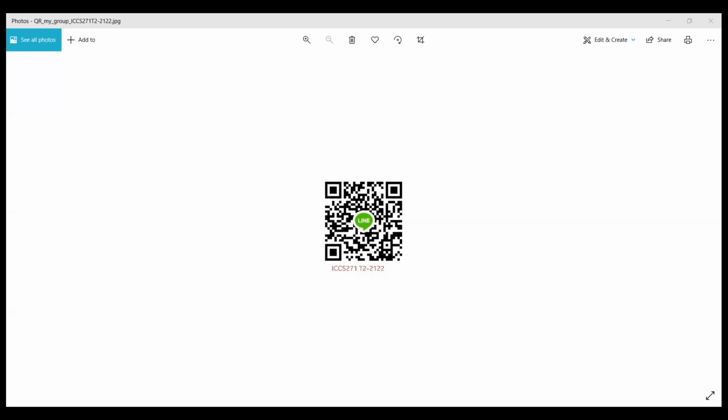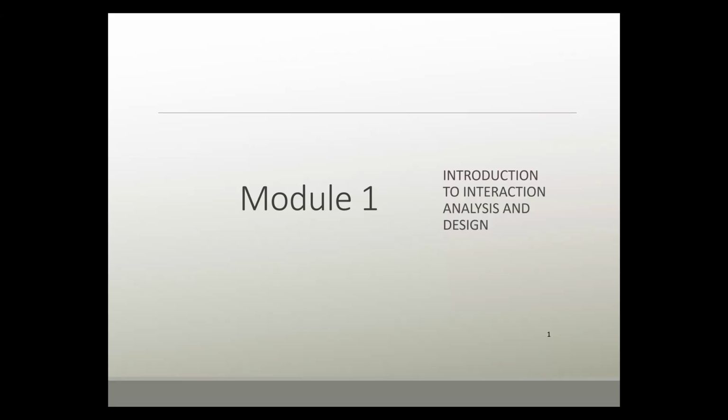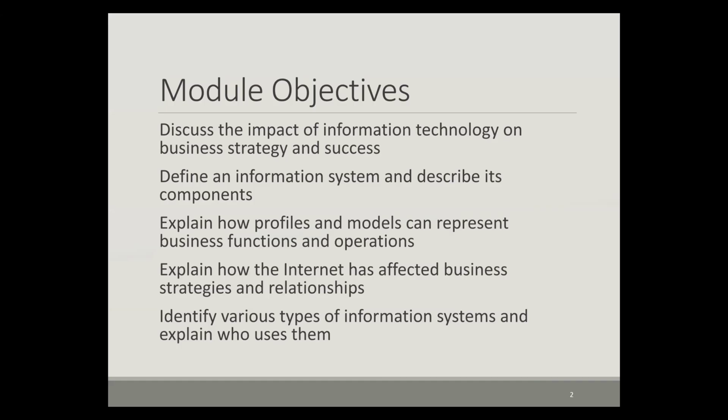I'll start talking about module number 1's handout, to introduce you to interaction design. The objective is that I would like to discuss the impact of information technology on business strategies and success. Also, we will learn how to define an information system and describe its components.